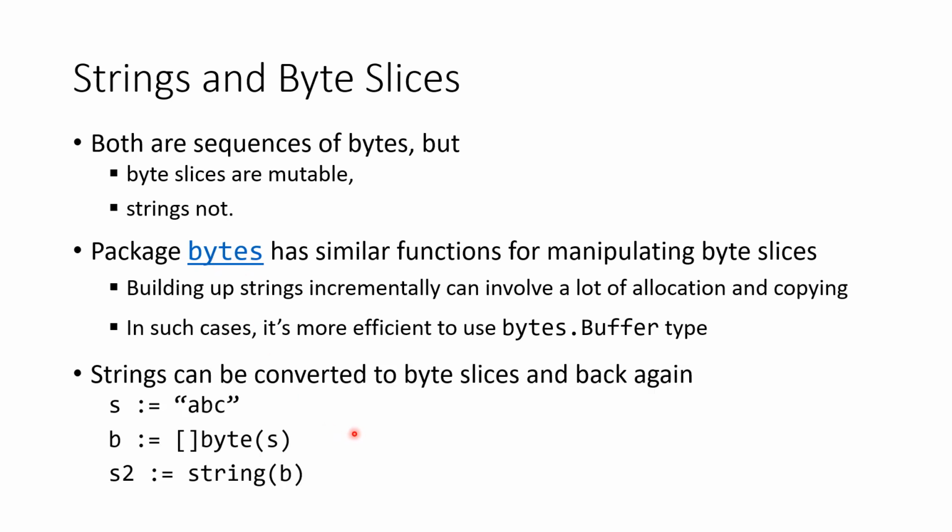You can convert between strings and byte slices by using explicit type conversion. For example, suppose s is a string containing the sequence of characters ABC. Then this statement converts string s to a byte slice referred to by variable b. And this statement converts the byte slice b back to a string referred to by variable s2, which should have the same content as string s.